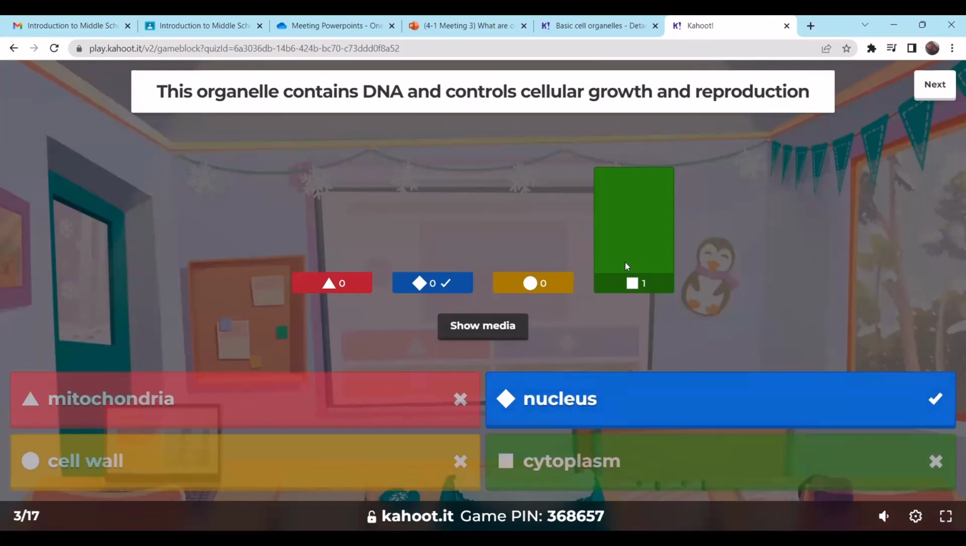So the answer would not be cytoplasm. The cytoplasm is kind of not like an organelle. It's just the thing that's in the cell. The cytoplasm is not an organelle.